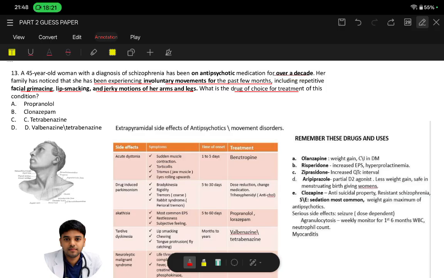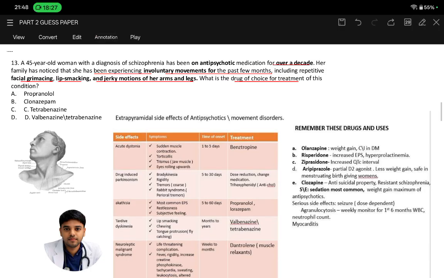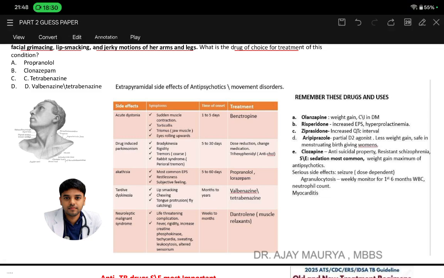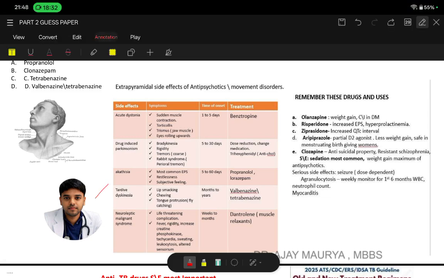Okay? More than 10 decades. So that's why, see here, this is the one. Yeah, this one. It is your tardive dyskinesia. Symptoms of lip smacking, chewing, and tongue protrusion. Okay? If they are using the drug from months to years.